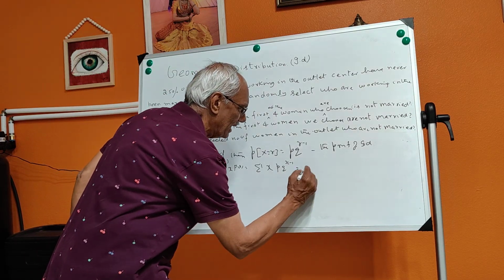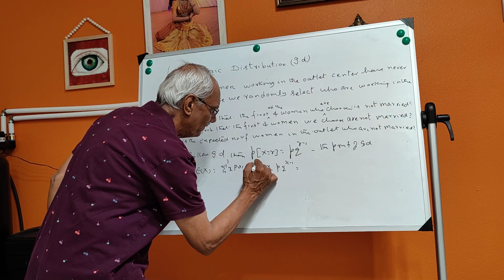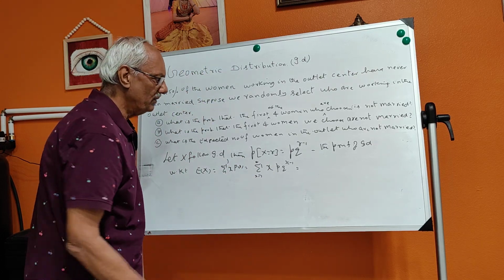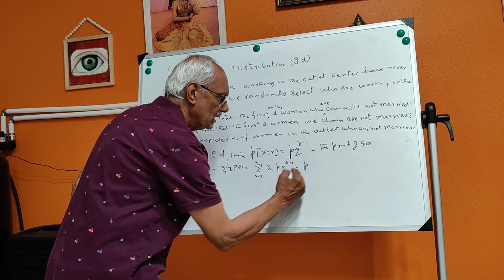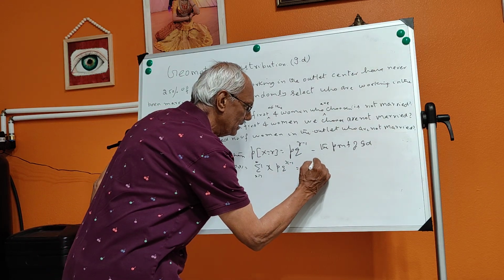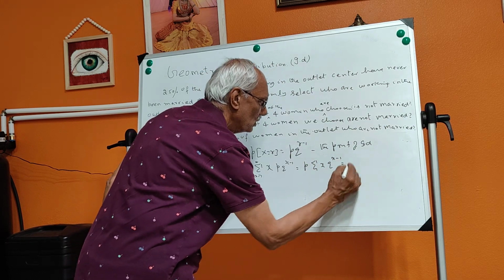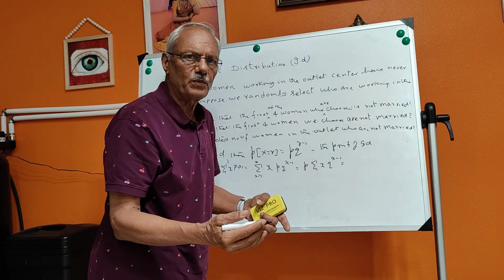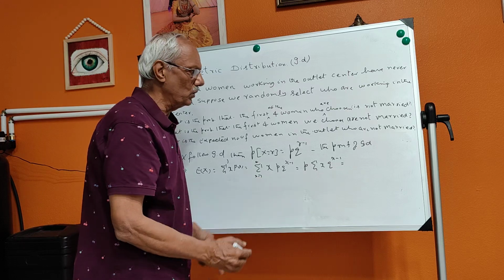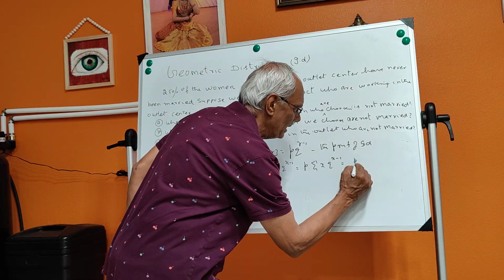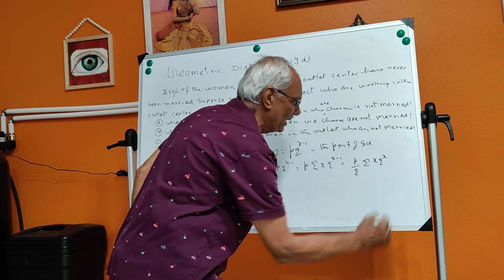I can take p outside, since it has nothing to do with x, and x will take values from 1 to infinity. So you write this as the sum of x into q to the power of x minus 1. You can get the value of the expectation in many ways, but I will teach you the straightforward method that I am going to work out here. So this is p by q into the sum of x into q to the power of x.